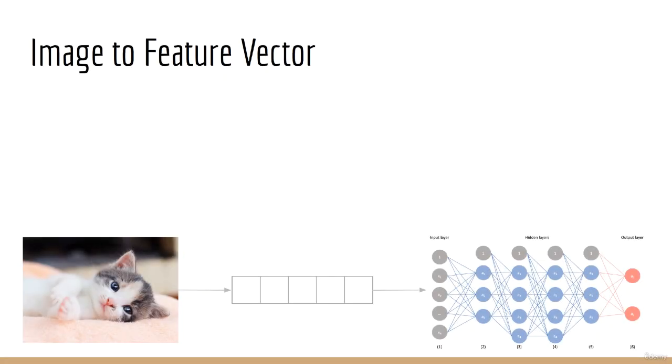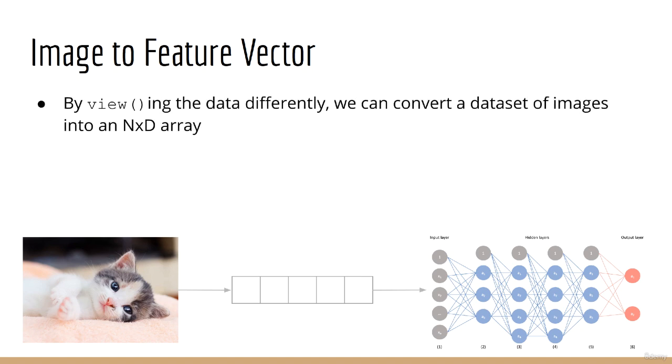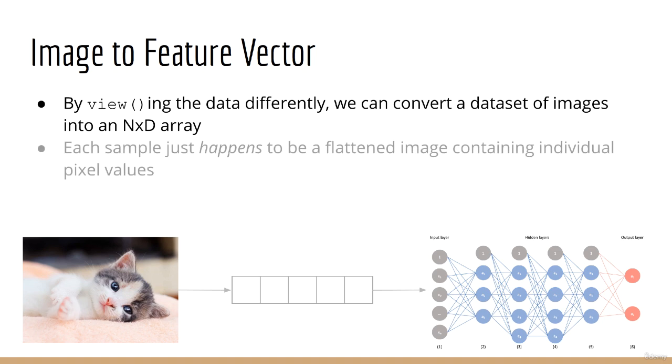In this way, we can still store all of our images in an n by d array. Here, n is the number of samples, and d is height times width times color. Each row of this matrix is still one sample, and each sample just happens to be a flattened image. The features of the image just happen to be the individual pixel values.